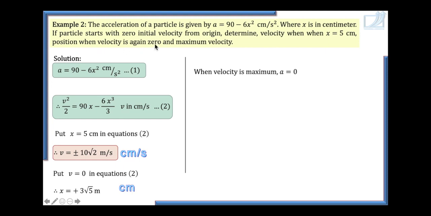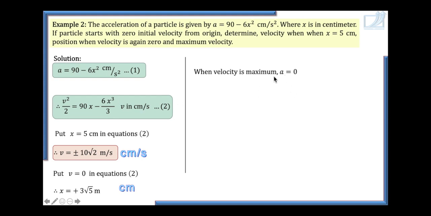Then position when velocity is again 0. So we are asked to find position when velocity is 0. Okay. So what do you know here to find this position? Velocity is 0. Now you are asked to find maximum velocity. So to find maximum velocity, which other variable has a known value? Whether you know acceleration, whether you know position. Okay, acceleration is known. We know that when velocity is maximum, acceleration is 0.